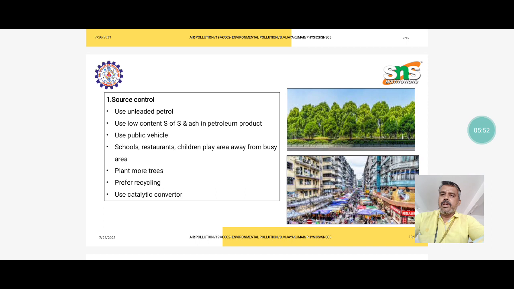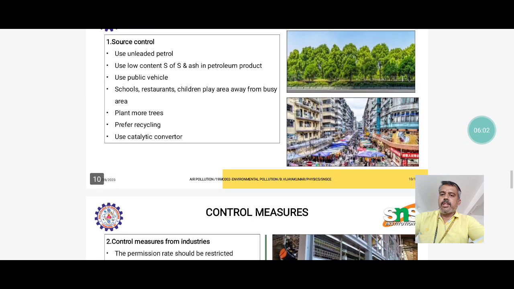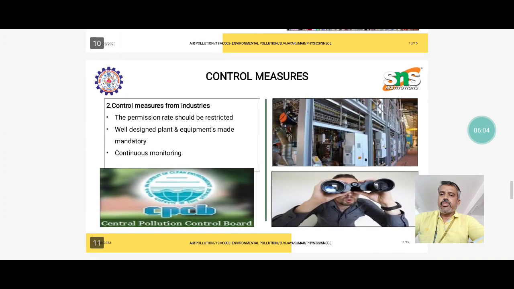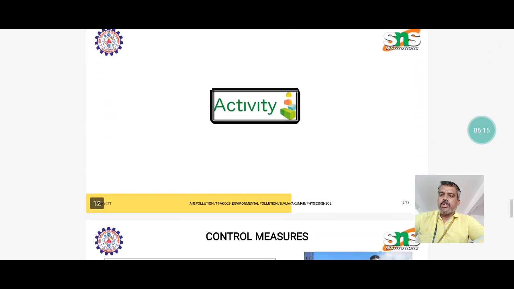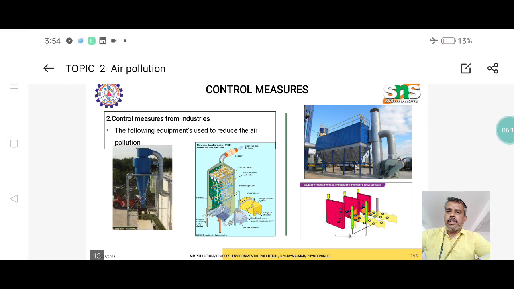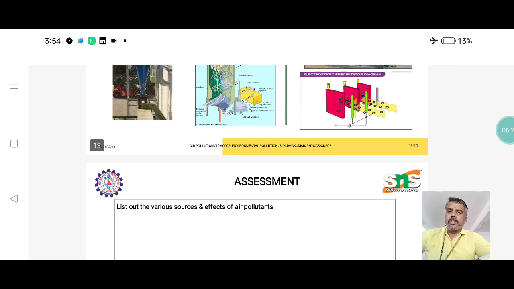The next one, source control: use unleaded petrol, use low sulfur content fuels, use public vehicles, keep schools, restaurants and children's play areas away from busy areas, and plant more trees. This is all source control. Then control measures: the emission rate should be restricted, and well-designed plant and equipment should be maintained. The next one is an activity. Then the control measures from industry sites: the following equipment is used to reduce air pollution.